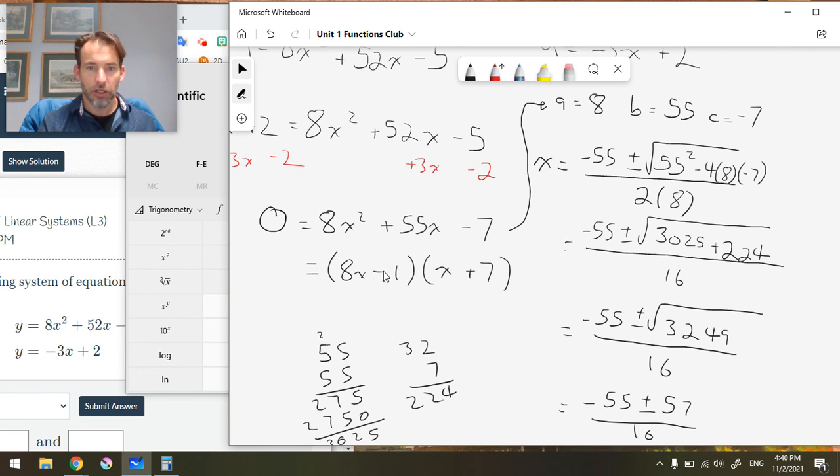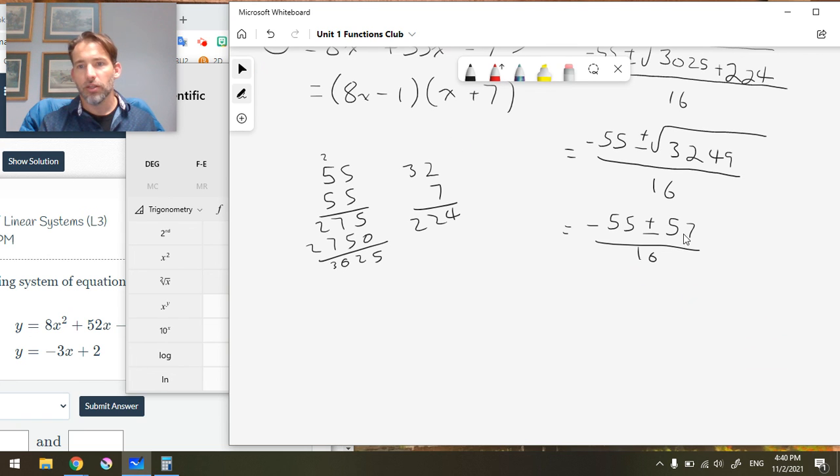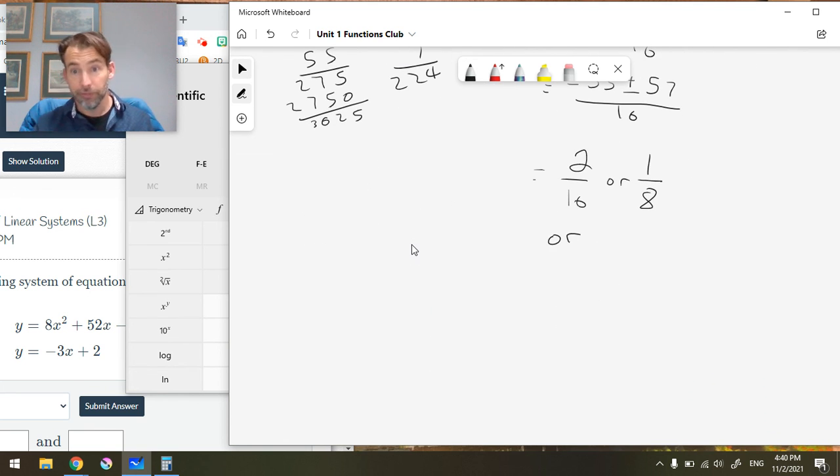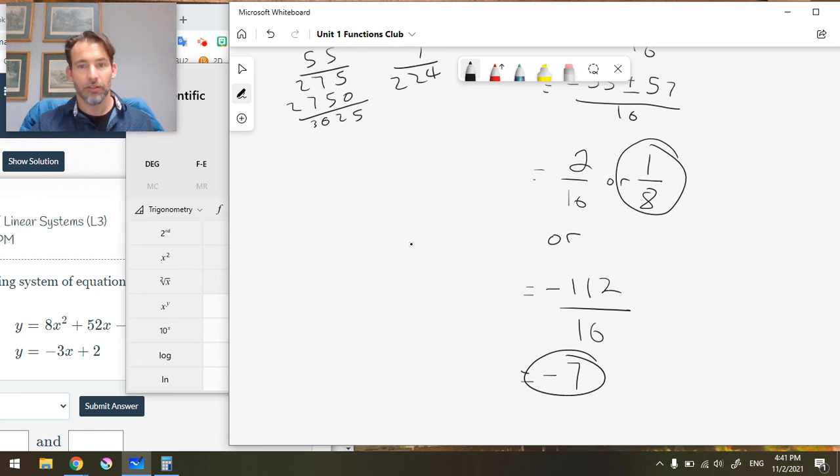Actually, based on the roots that I already knew, I could have just told you that. If we have plus, then we get 2 over 16 or 1 over 8. Or we have another solution, which is minus: negative 55 minus 57 gives negative 112, so negative 112 over 16, which is negative 7. Hooray! So there are the two values of x, 1/8 or negative 7.